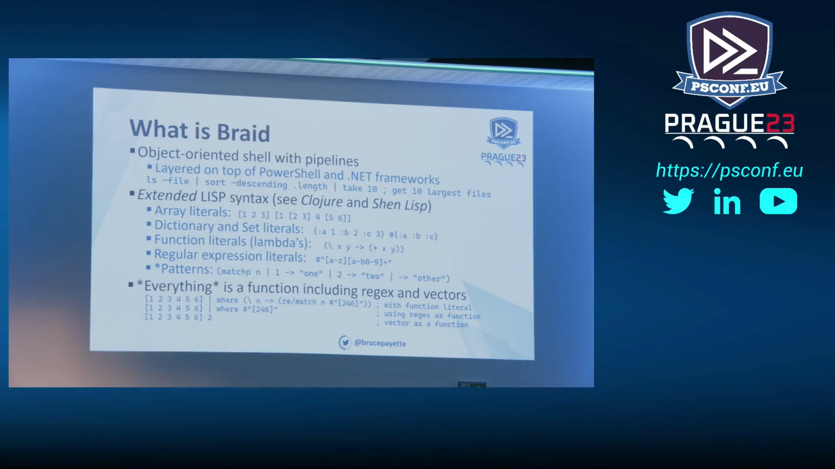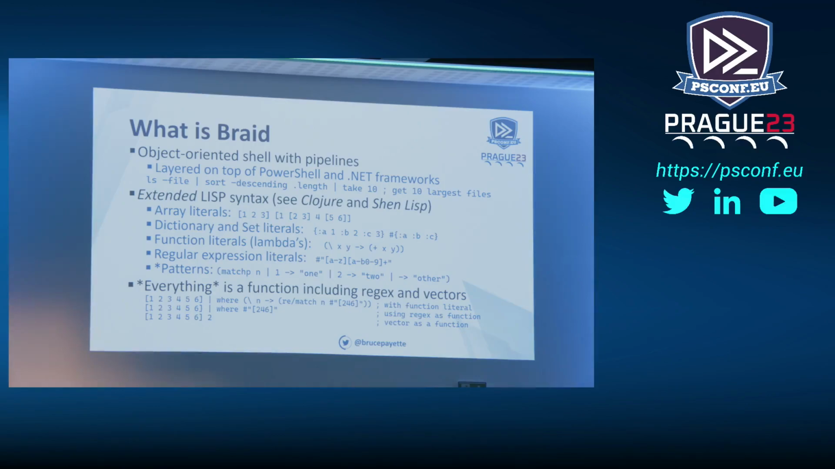It's an object-oriented shell that's based on top of PowerShell and .NET. We just looked at these examples. It has an extended Lisp syntax, adapted from a couple of other Lisps that are out there. It actually has array literals that are in square brackets. PowerShell doesn't have array literals. It has an array operator, the comma, that can produce some weird side effects sometimes. Yeah, I know the pain. So Braid has actual array literals, and they nest properly, et cetera, et cetera.